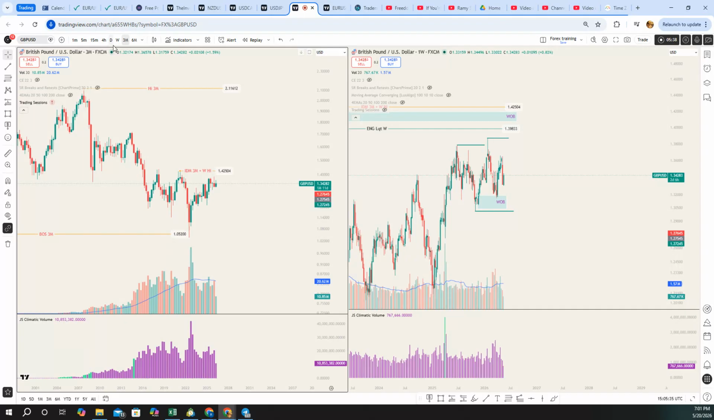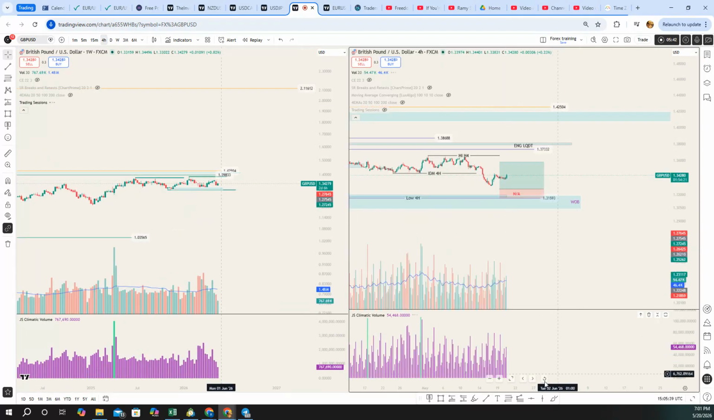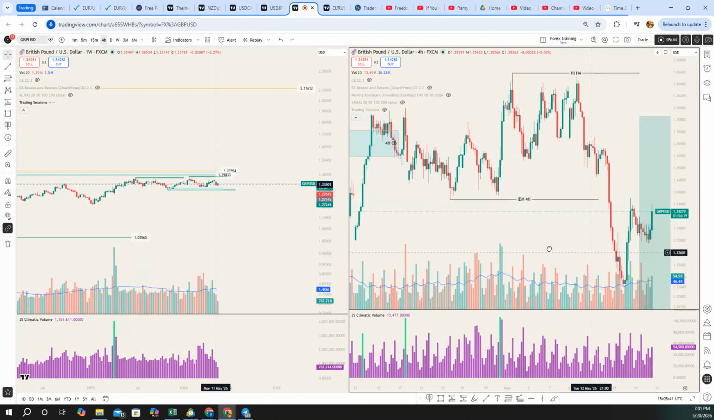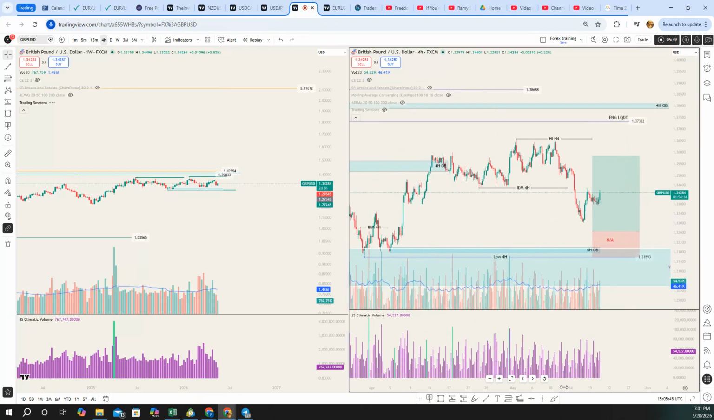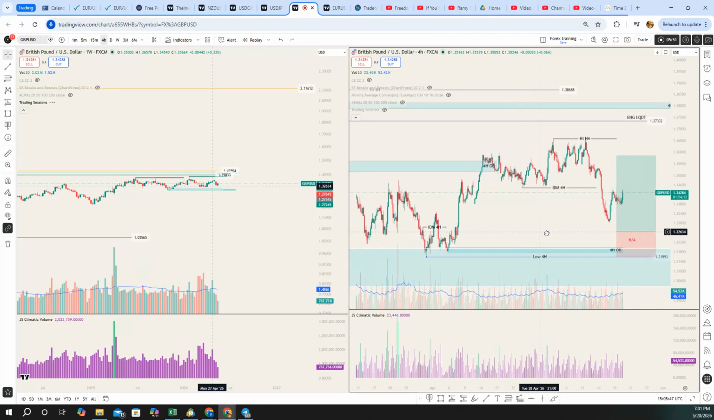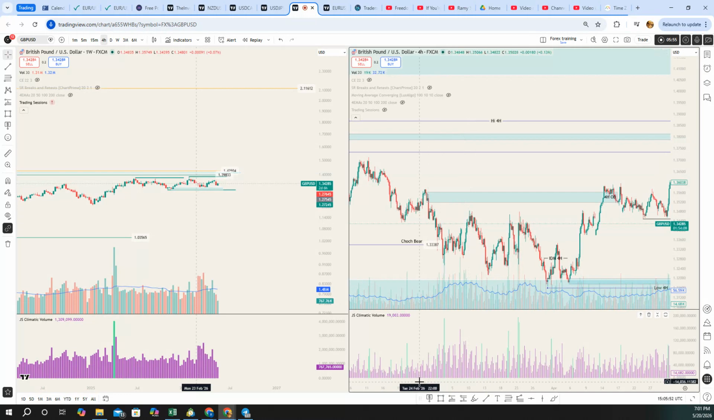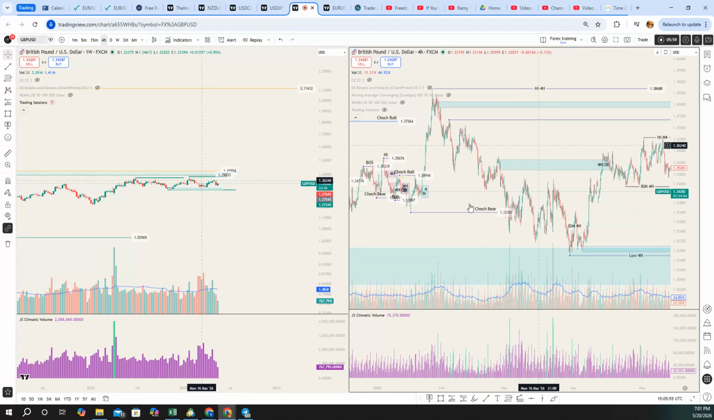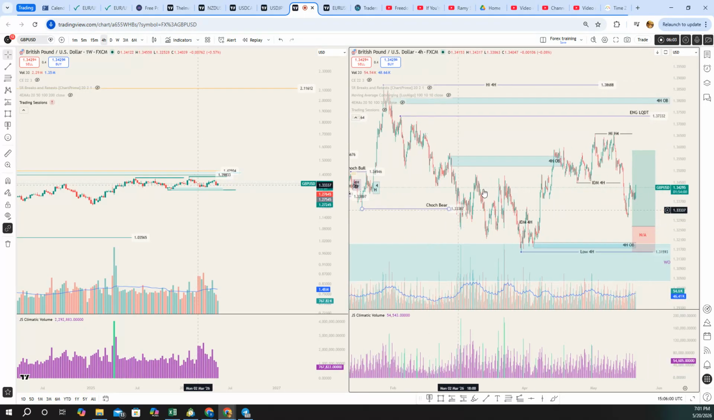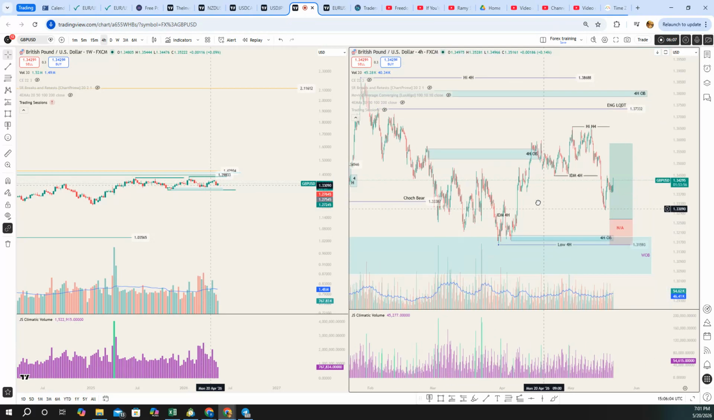Now let's get the weekly here, and now let's look at the story of the 4 hour. The 4 hour story is kind of similar. We have the low here, the high here, and we have a bearish change of character as well, this time. So this is the high, this is the low.